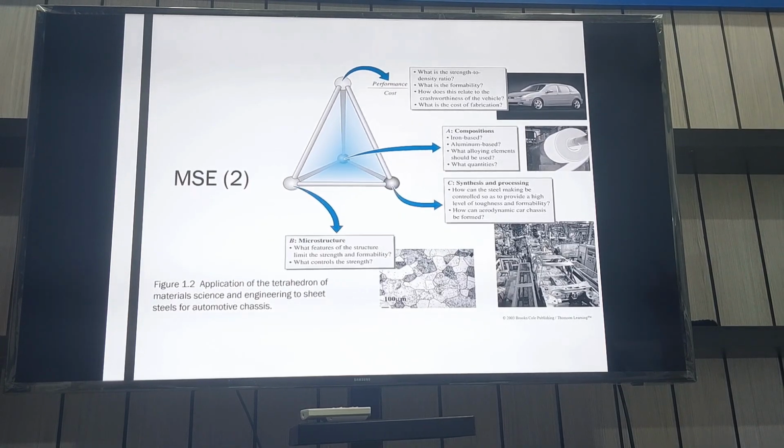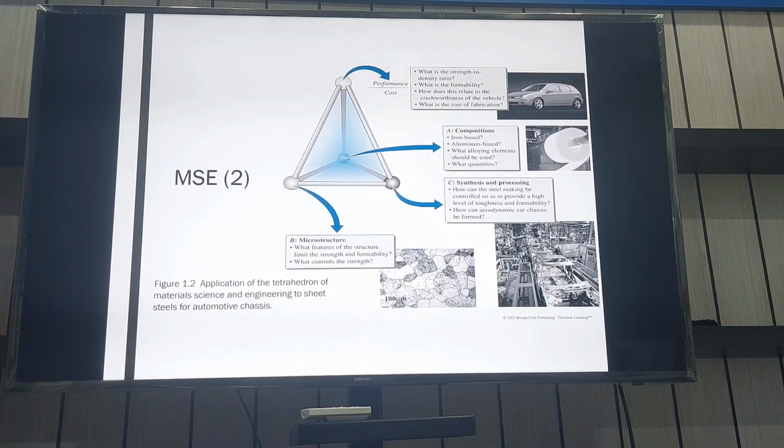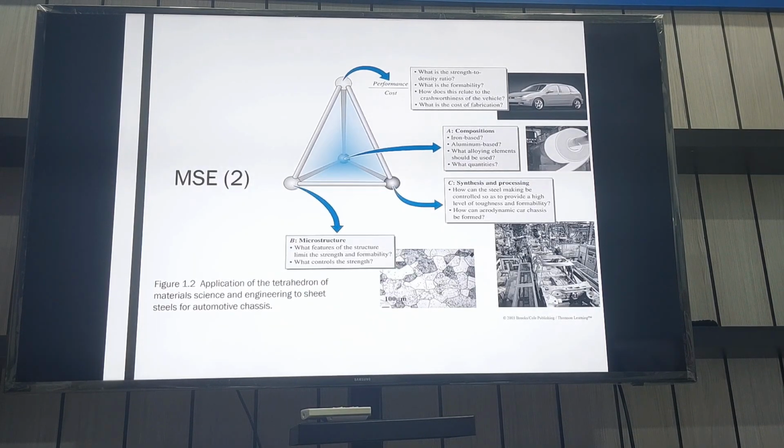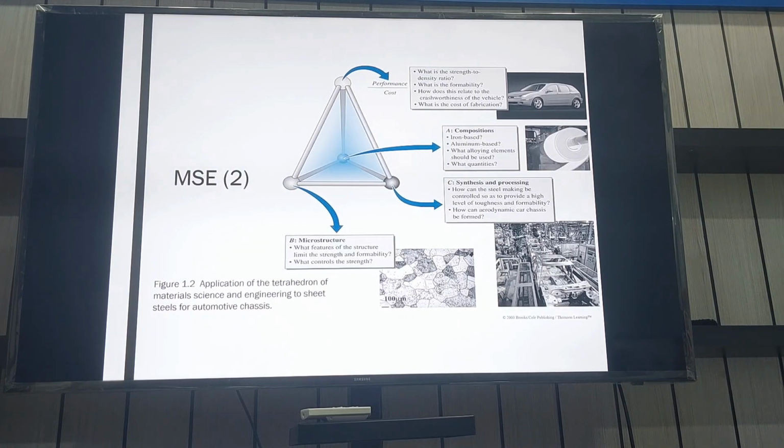The third question: how does this relate to the crashworthiness of the vehicle? I think if you pick a car with a very dense material, when the car crashes, there's no crumple zone. For example, if the car gets hit at the front and the front deforms, it can absorb the impact and it will not affect the driver.